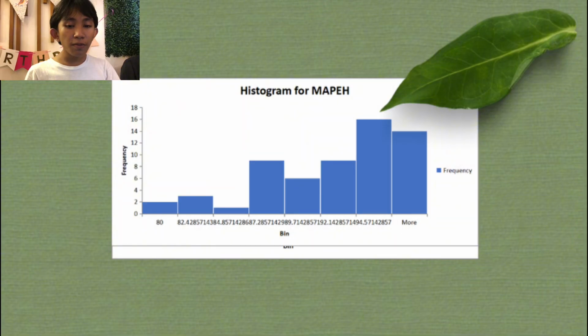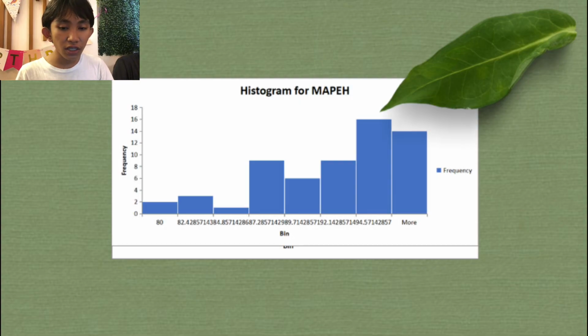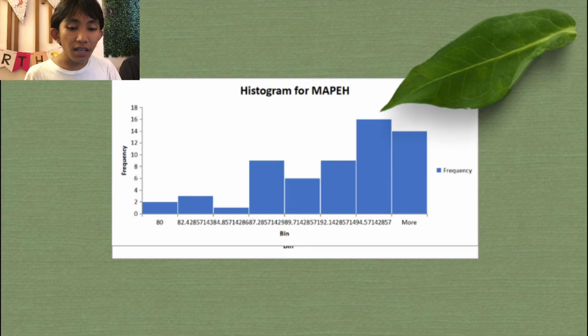The MAPE histogram shows the distribution of scores among students. The x-axis represents different score ranges, while the y-axis indicates the frequency or number of students within each range.